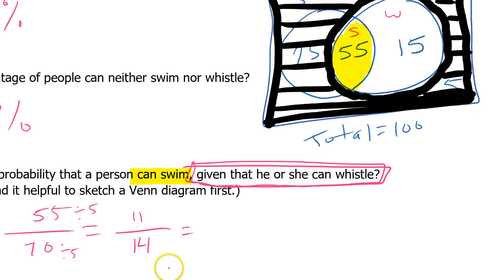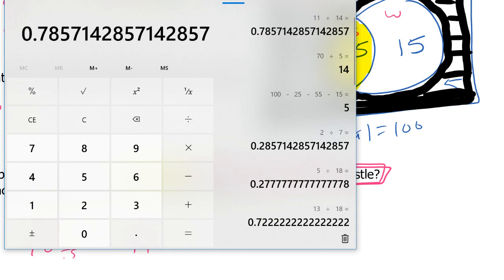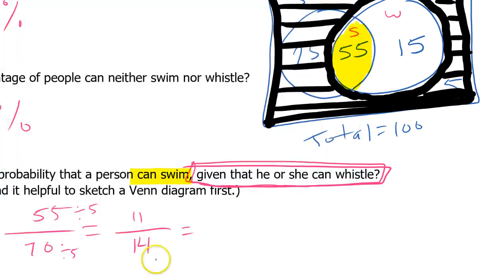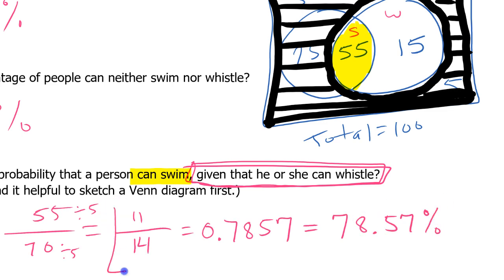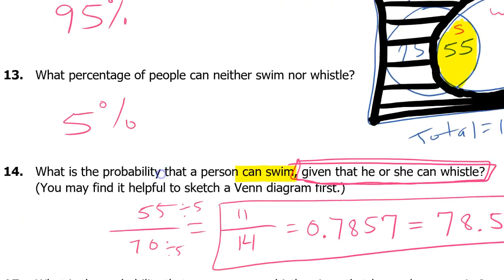So this is the answer in fraction form. As a decimal, that's 11 divided by 14, which is 0.7857, which is 78.57%. So these are the three forms of the probability that a person can swim given that he or she can whistle.